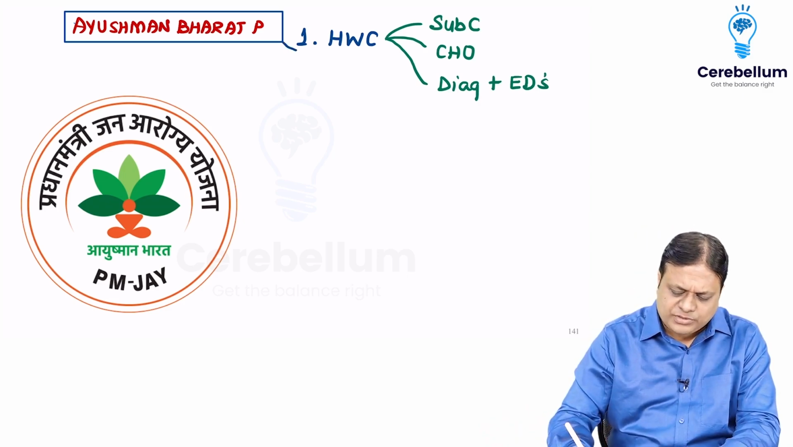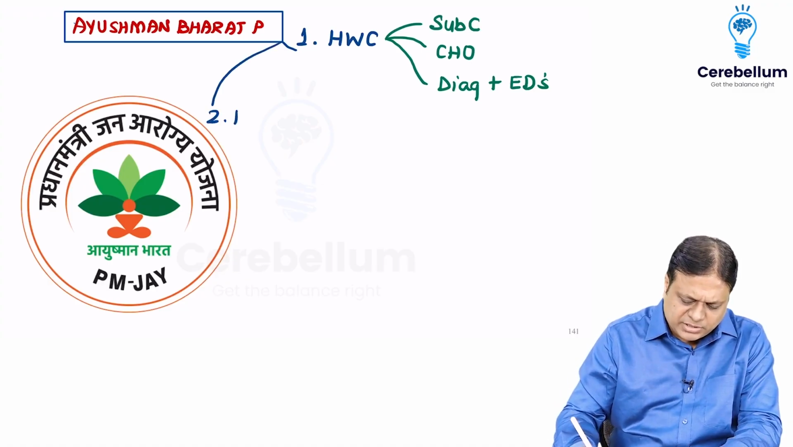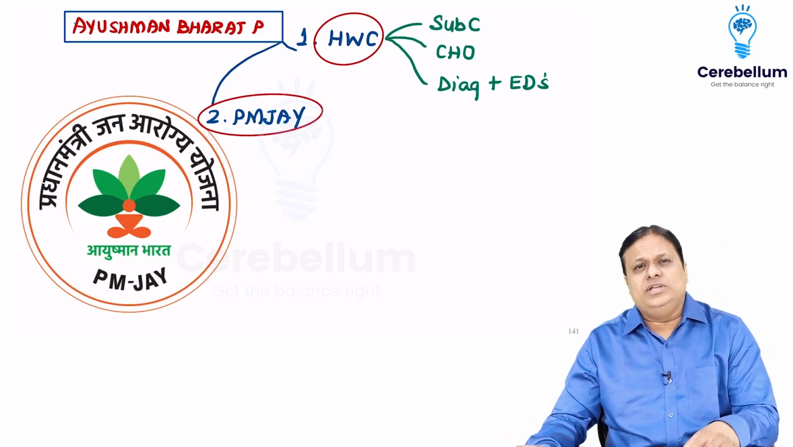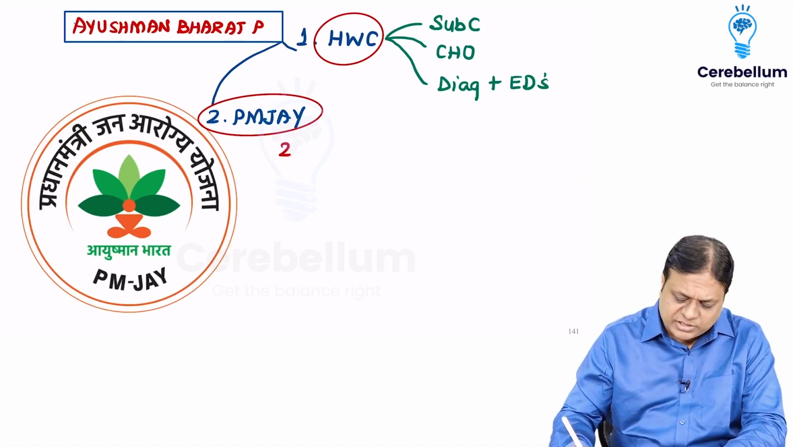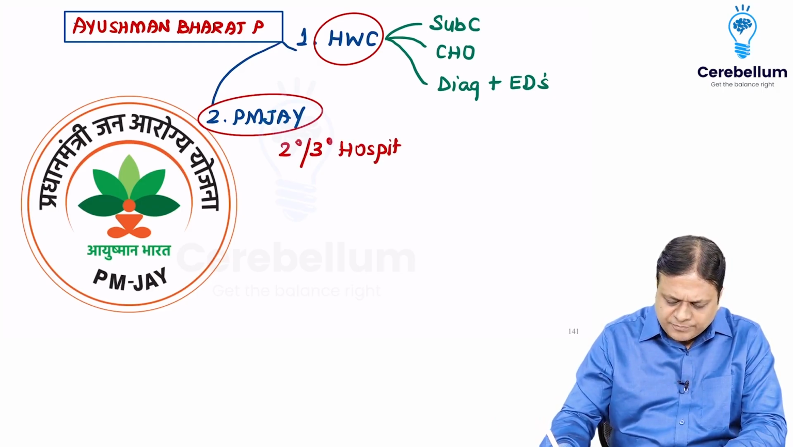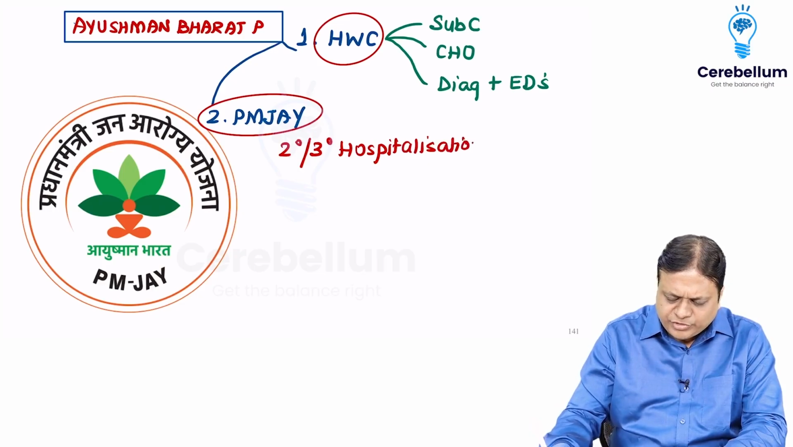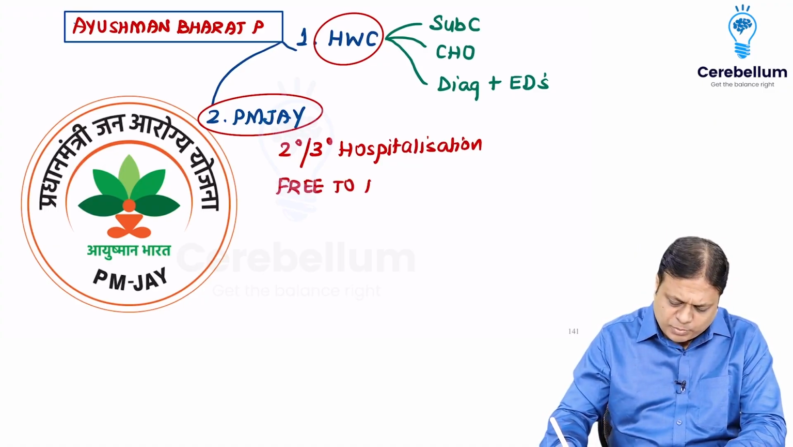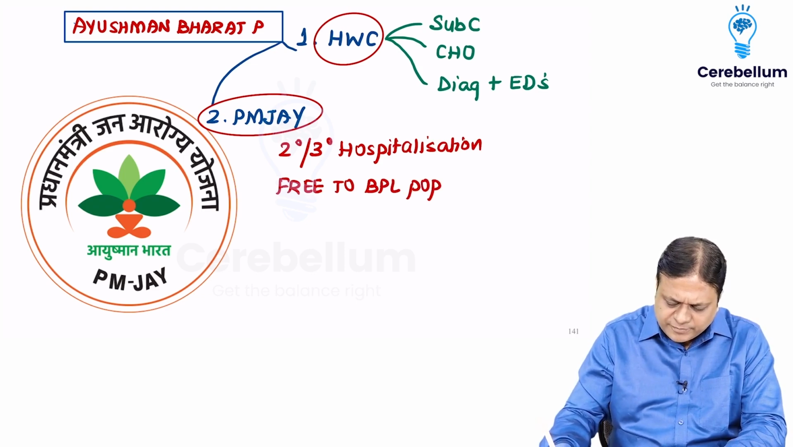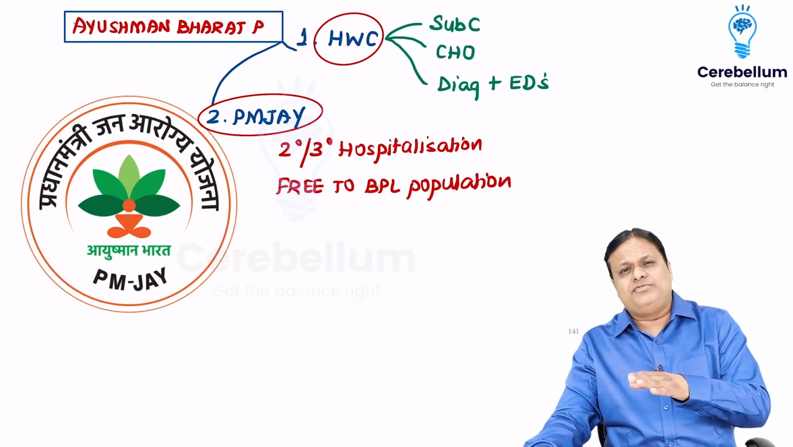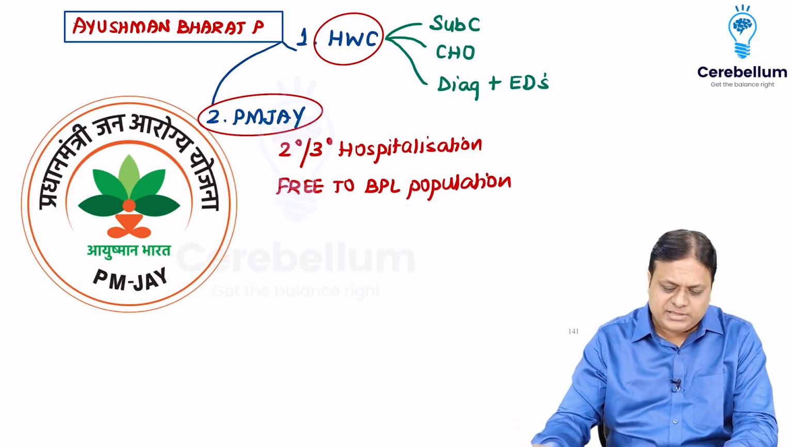Second part of this program is Pradhan Mantri Jan Arogya Yojana. Now, when we look at Pradhan Mantri Jan Arogya Yojana, this is actually a hospitalization cover, tertiary level and secondary level hospitalization, which is totally free. No premium would be charged from the below poverty line population of our country. So 10.7 crore families, approximately 50 crore population, is likely to be benefited by this.